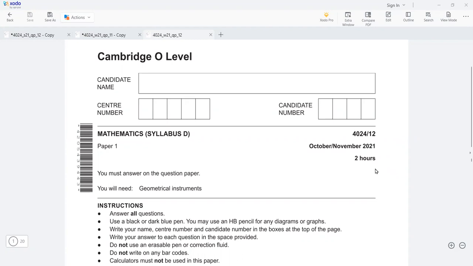Today we are going to start a new session of O-level mathematics past papers. So today we will start October-November 2021, variant 1 2. So we are going to start this paper.